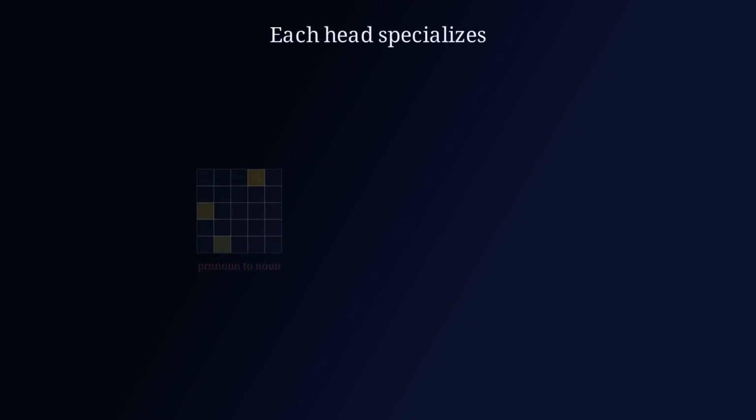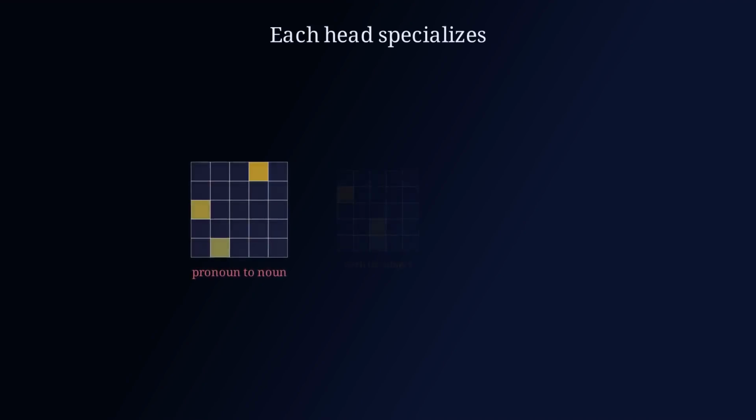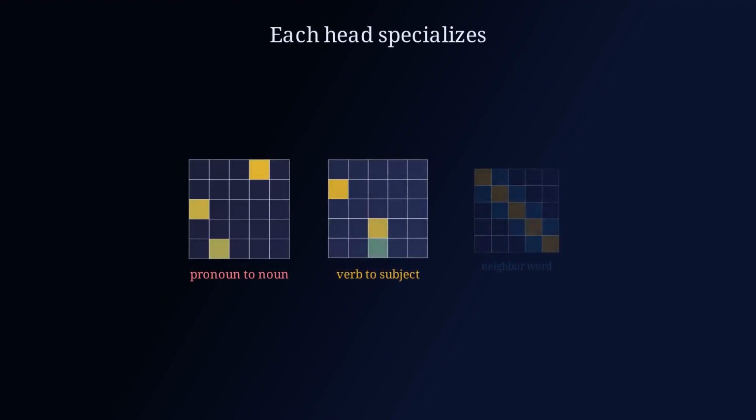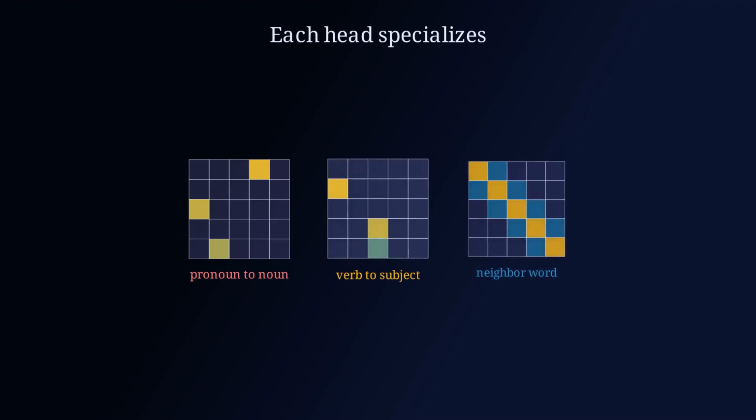One head might learn to connect pronouns to the nouns they refer to. Another might link each verb to its subject. Another might just attend to the immediately neighboring word. Different heads, different heat maps, different jobs.